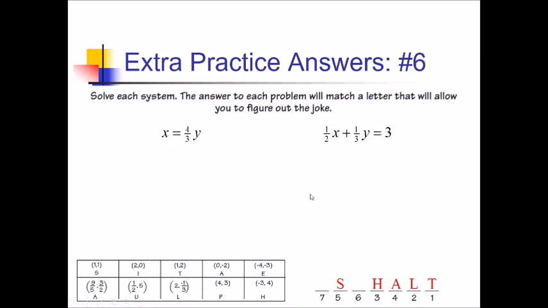For number 6 here, there's a lot of ways you could do this problem. The first one that leaps out at me, since we have x all by itself, is I could replace x with 4/3 y in this equation, and then we would have all y's. The trouble with that is once you multiply that out, you're going to need a common denominator to combine these y's, and maybe that's a pain.